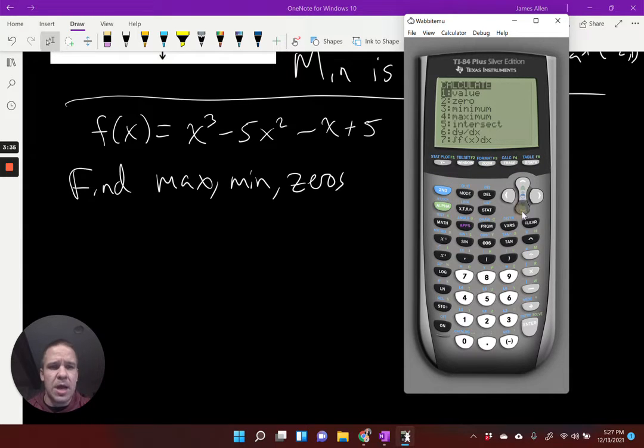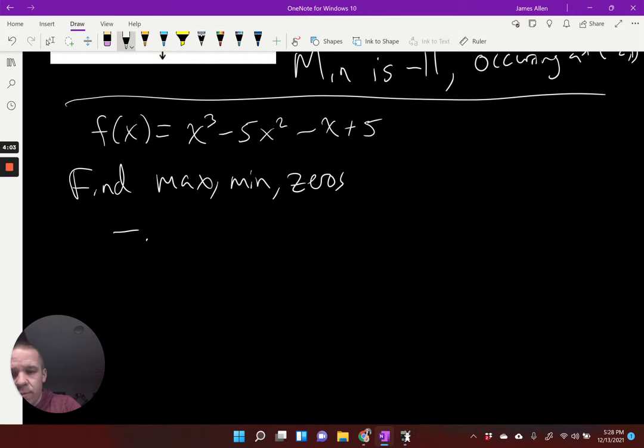So let's see. For our max, I'm going to scroll down to maximum. It's already at, looks like almost the max height, but let's just be sure. So we want to go to the left, hit enter. Then we go to the right, hit enter, and then guess, and it gives us our maximum: negative 0.097, so negative 0.1 and 5.05. Yeah, that sounds good. So that's our max.